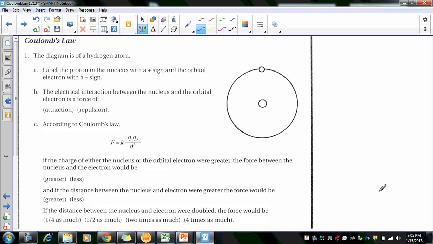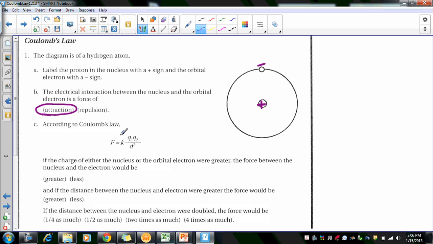So we have a picture here of a hydrogen atom. A hydrogen atom has one proton and one electron. And so we're supposed to label the proton with a plus and the electron with a minus. Protons are found in the nucleus, so this is our proton, plus. Our electron is in the cloud around the nucleus, so this is our electron. The electrical interaction between the nucleus and the electron is plus and minus, so opposites attract.